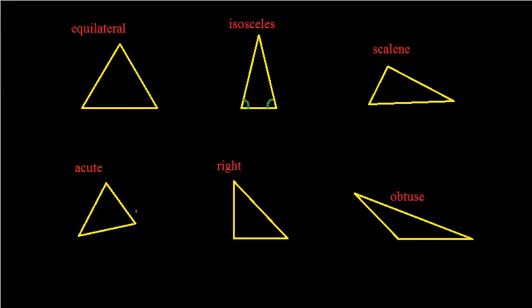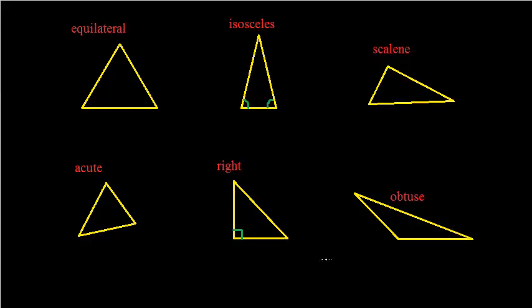An acute triangle is where all angles are less than 90 degrees. A right triangle is where one angle is exactly 90 degrees. And an obtuse triangle is where one angle is greater than 90 degrees.